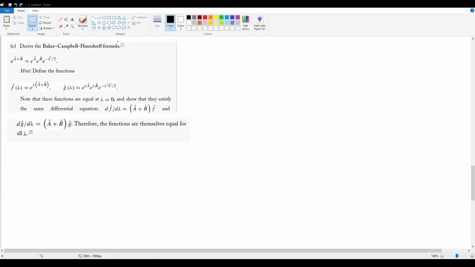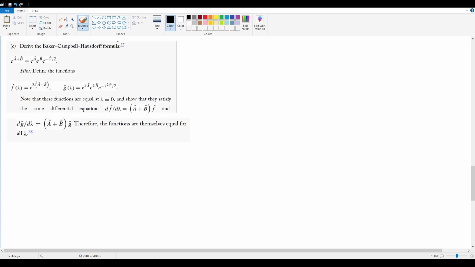Okay, part C, derive the Baker-Campbell-Hausdorff formula, which tells us that e to the power of a hat plus b hat is equal to e to the a hat, e to the b hat, e to the negative c hat over 2. And our hint is to define the following functions. One function being f of lambda equals e to the lambda times a hat plus b hat, and then g of lambda equaling e to the lambda a hat, e to the lambda b hat, e to the negative lambda squared c hat over 2.